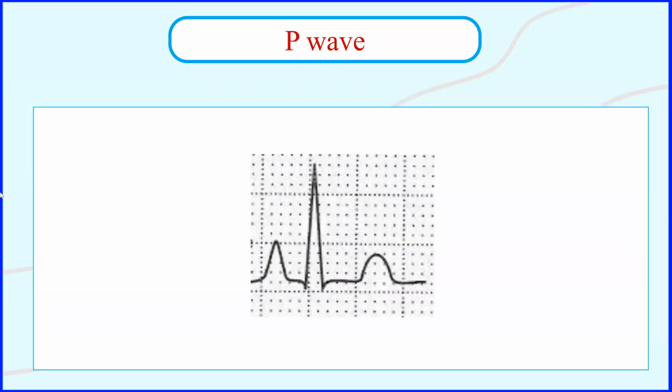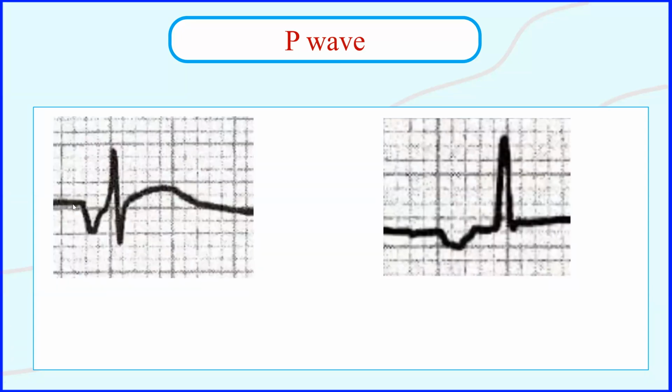What about this one? Look for the duration. The duration is normal: 1, 2, and less than 3. Or maybe 3. No, it's less than 3 because we start counting from here to here. But it's really tall: 1, 2, 3, 4 small squares. So this is P pulmonale and is seen in right atrial enlargement.